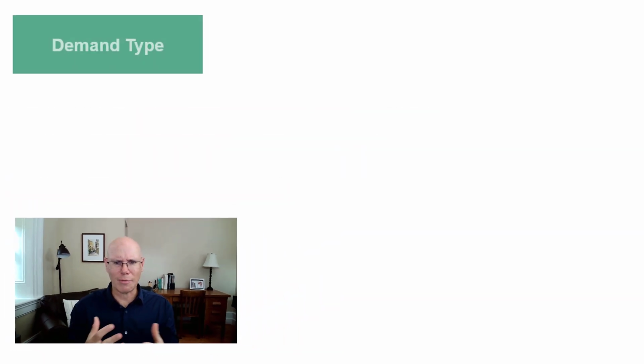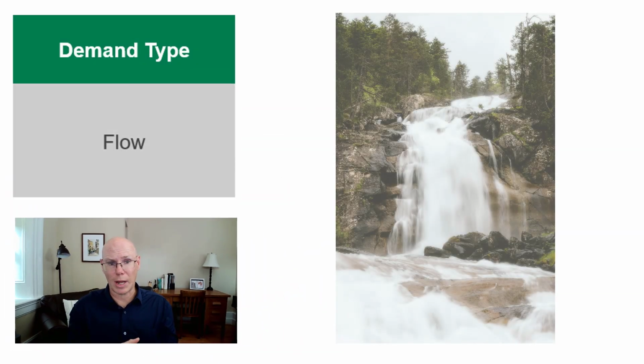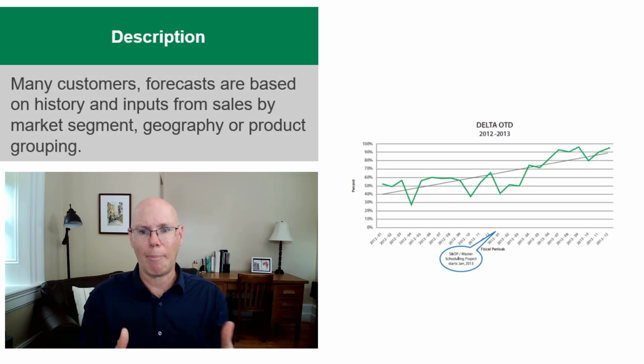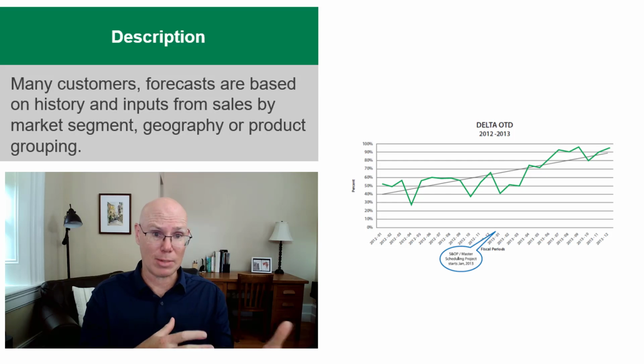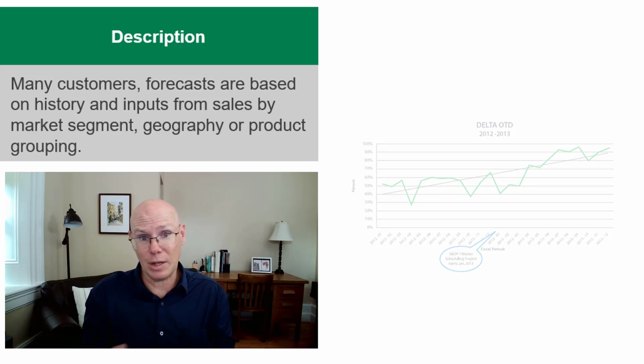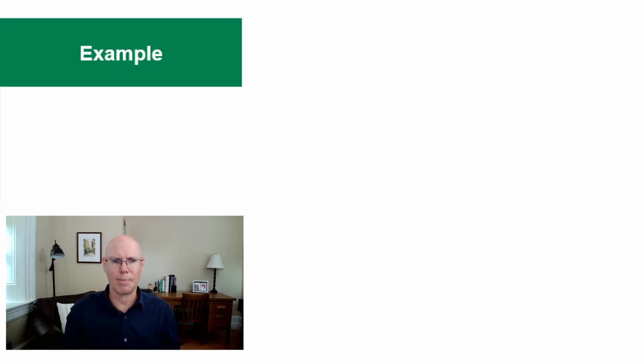Let's start with flow demand. This is what we often think of when we're talking about forecasting. The basic premise is that history is the best indicator of what's going to happen in the future. Typically, this is going to be demand that's spread across many customers and many small individual orders. Typically, this is for products with a certain level of maturity or a history of demand and are fairly standard, not engineered to order, and often it involves the make-to-stock items.